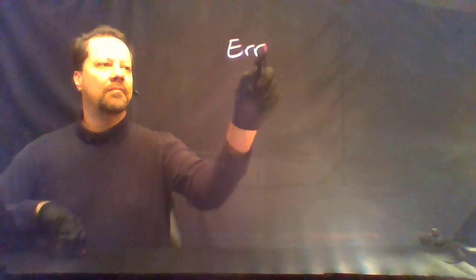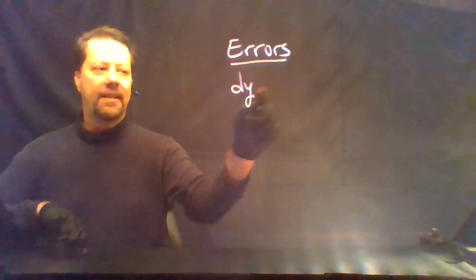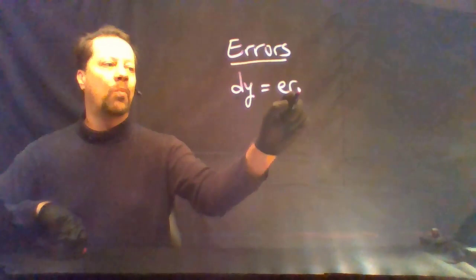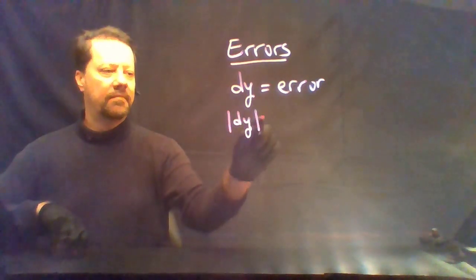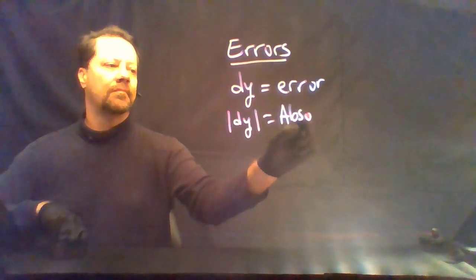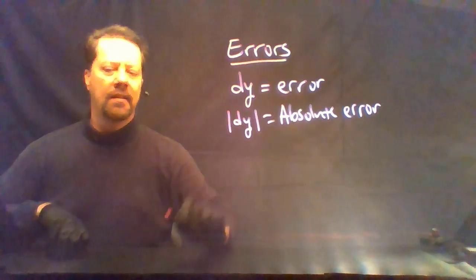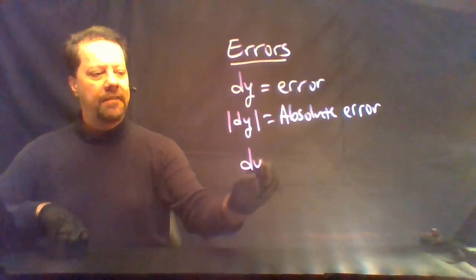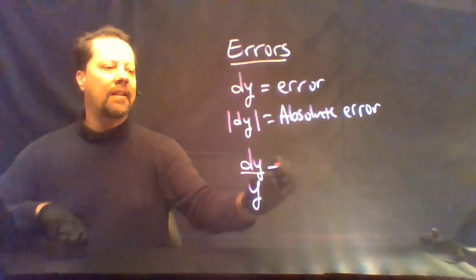We're going to define different kinds of errors. dy is just the error in y. This is the absolute error. However, if we take dy divided by y, we get what is called the relative error.